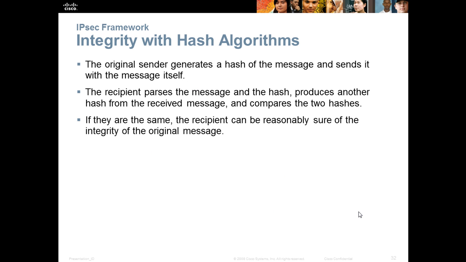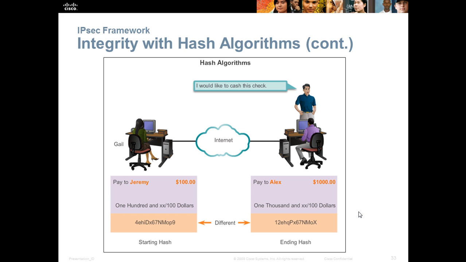IPsec framework: integrity with hash algorithms. The original sender generates a hash of the message and sends it with the message itself. The recipient parses the message and the hash, produces another hash from the received message, and compares the two hashes. If they are the same, the recipient can be reasonably sure of the integrity of the original message. Integrity with hash algorithms example: sender and receiver, and how they are using an integrity framework by exchanging the key among each other.